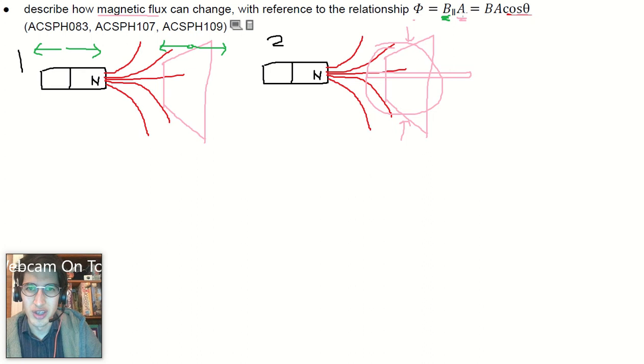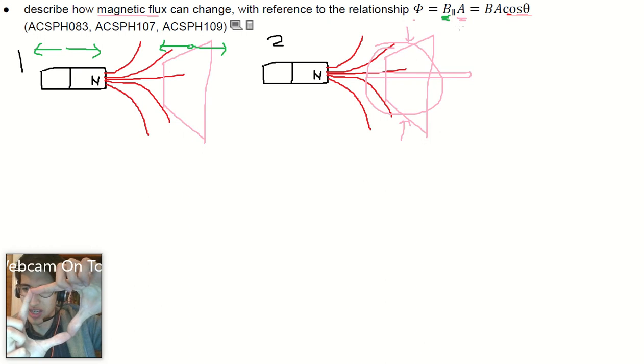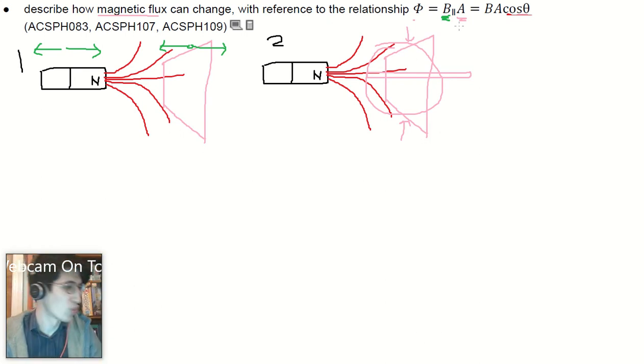So number two, you change the area by squashing your loop of wire together, squashing it or stretching it out. That's going to change the amount of area that those magnetic field lines can go through.